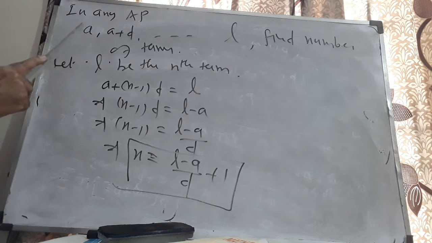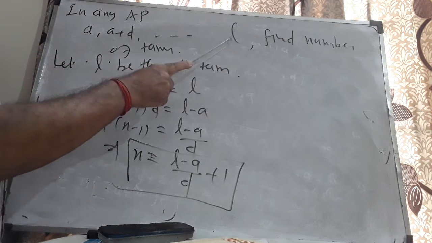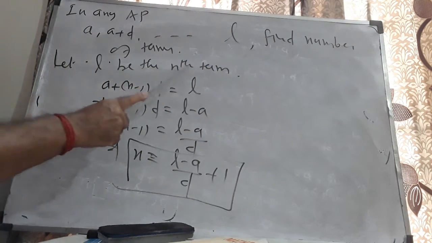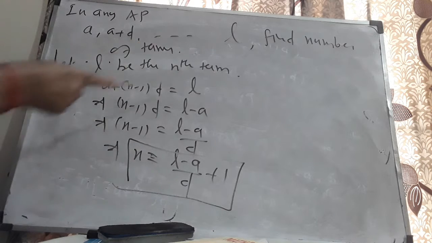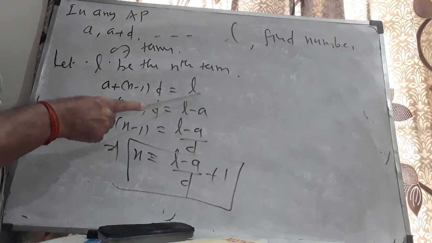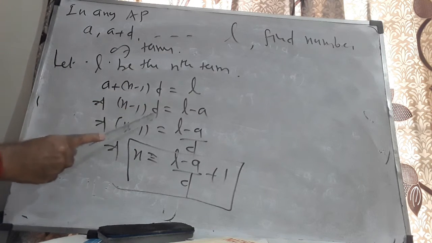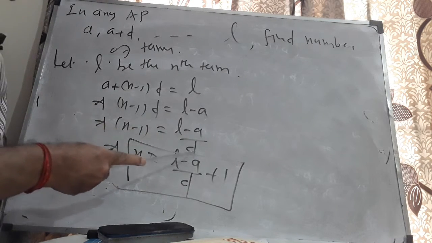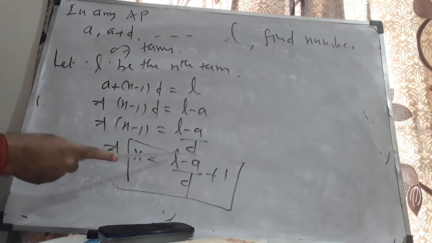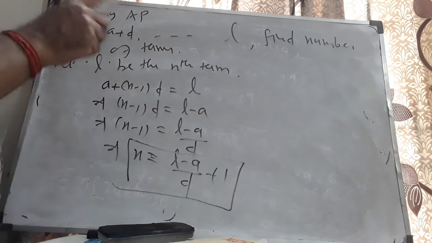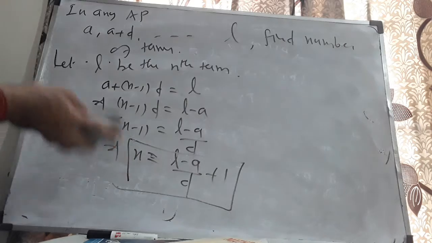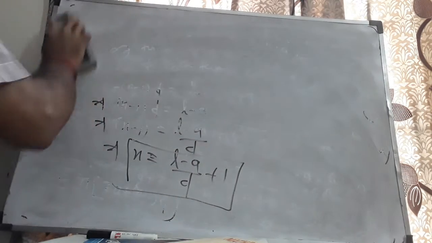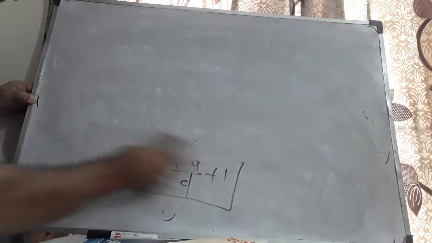In any AP, a, a plus d, last term L is known to you. Find the number of terms. Let L be the nth term. Now a plus (n minus 1) d is supposed to be L. (n minus 1) d is L minus a. n minus 1 is equal to (L minus a) whole by d. Now n is equal to (L minus a) whole by d plus 1. That will give you the number of terms in an AP.